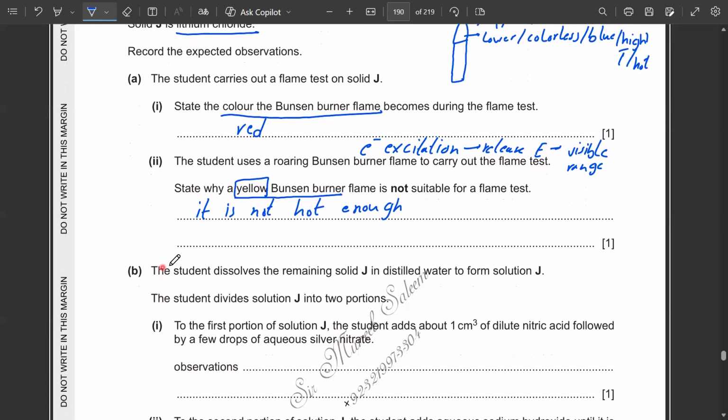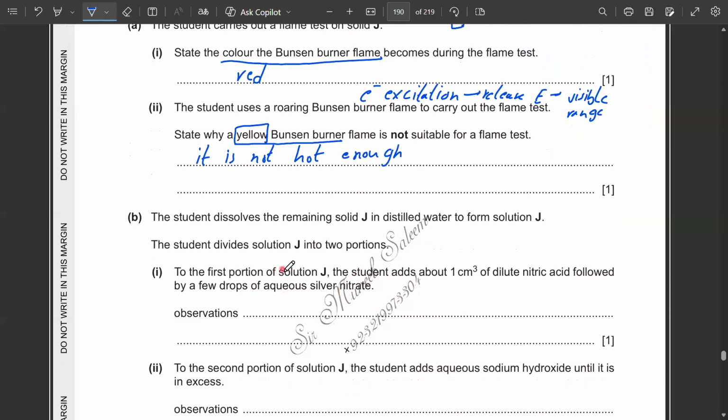Part B. The student dissolves the remaining solid J in distilled water to form solution J. The student divides solution J into two portions. To the first portion of solution J, the student adds about 1 cm³ of dilute nitric acid followed by a few drops of aqueous silver nitrate. Give the observations.